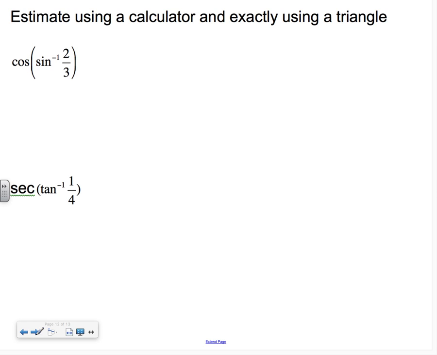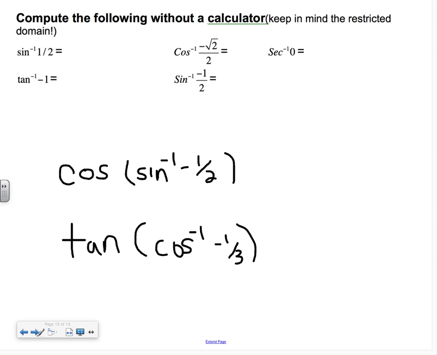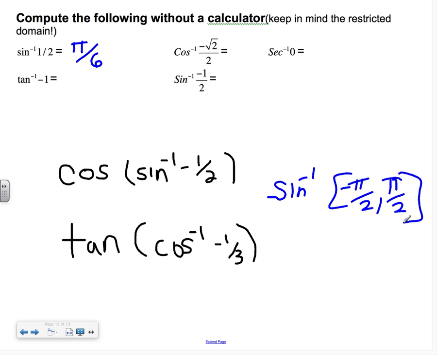The only homework for this unit, you need to do these. I want you to think backwards. Inverse sine of 1/2. What angle has a sine of 1/2? Pi over 6. It would only be pi over 6, not 5 pi over 6. Remember, inverse sine only goes from negative pi over 2 to pi over 2, so 5 pi over 6 is not in that range.